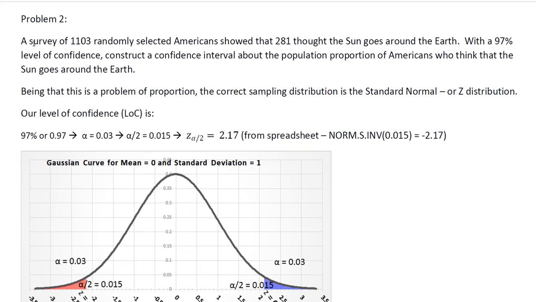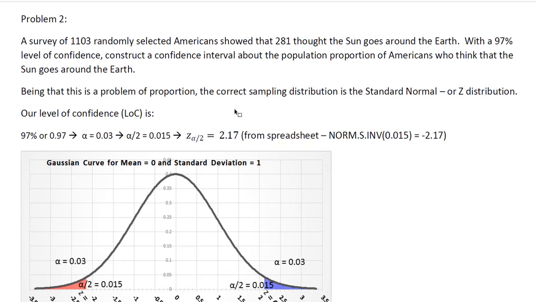A survey of 1,103 randomly selected Americans showed that 281 thought the sun goes around the earth. With a 97% level of confidence, construct a confidence interval about the population proportion of Americans who think that the sun goes around the earth.